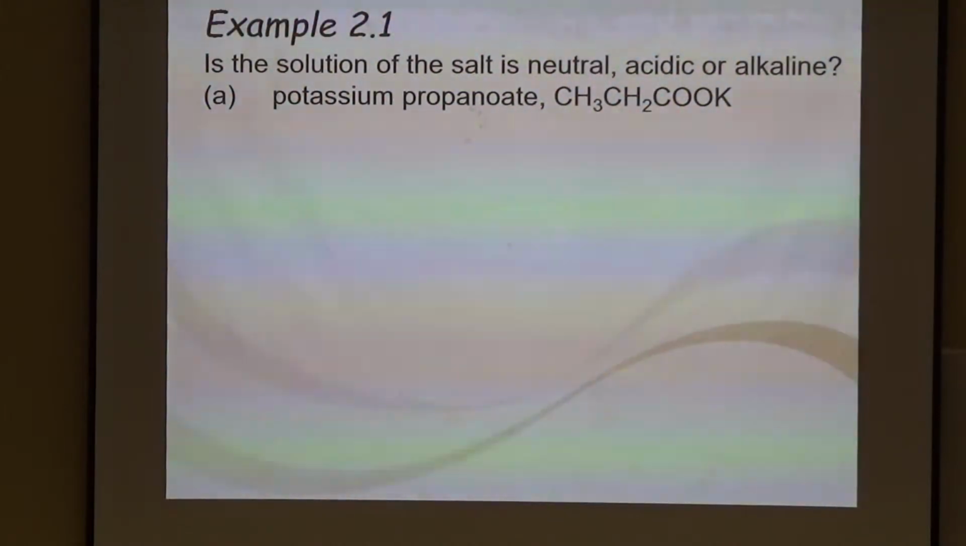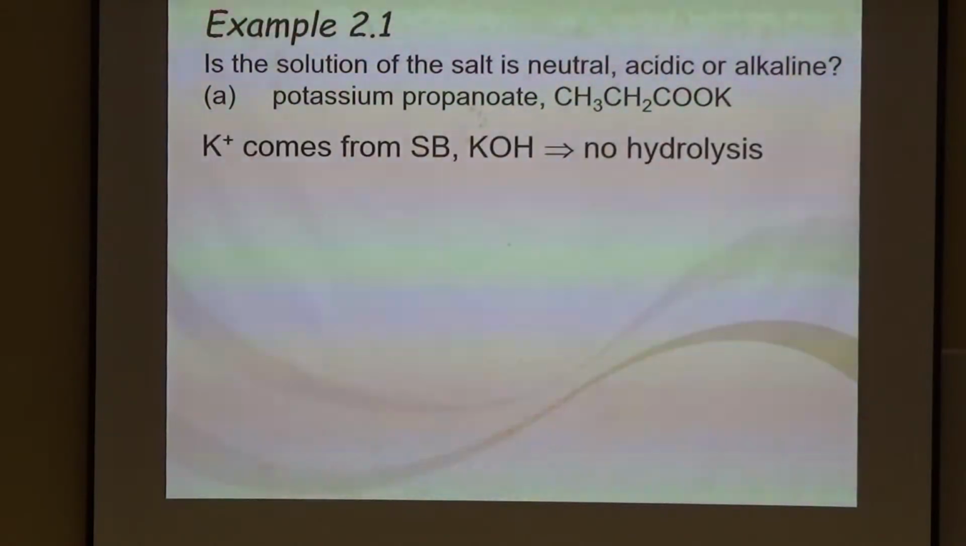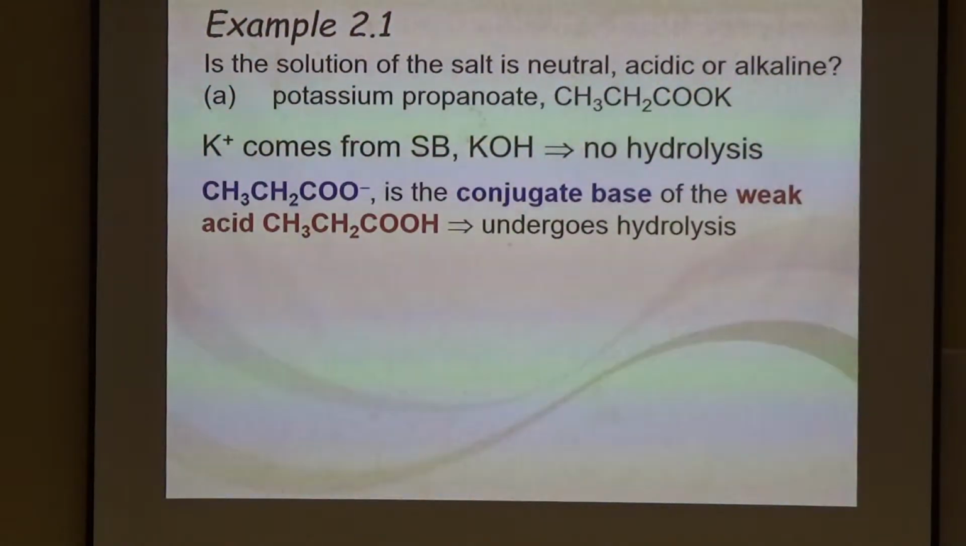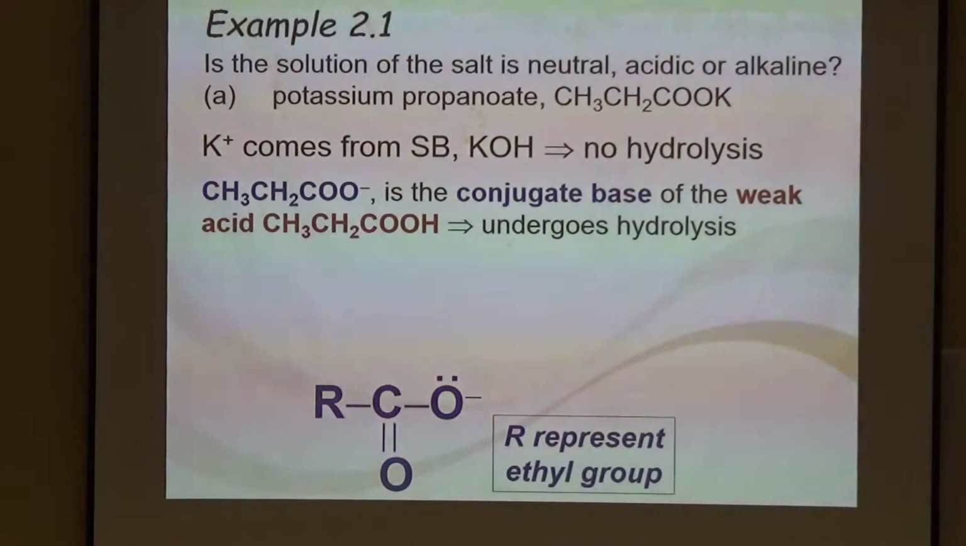Now, you do have to remember what the strong bases and strong acids are. So, for example, K plus comes from a strong base, potassium hydroxide, so no hydrolysis. The propanoate, the organic one, will be a weak acid and therefore undergo hydrolysis.